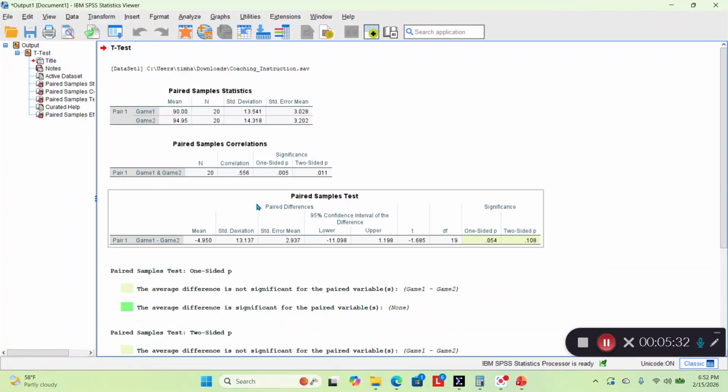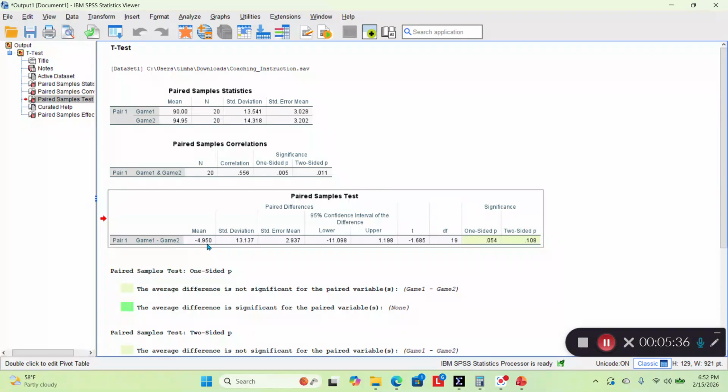Okay? All right, so now we're going to go down to our paired samples t-test. So here's the difference between the 2 points in terms of average. So it's basically our average score difference. So basically 4.95 difference. Okay, and then it has our standard error mean.